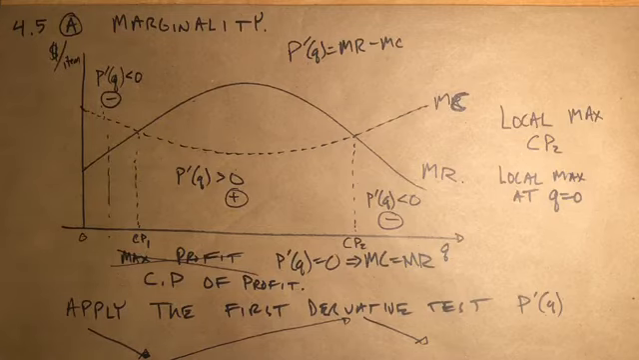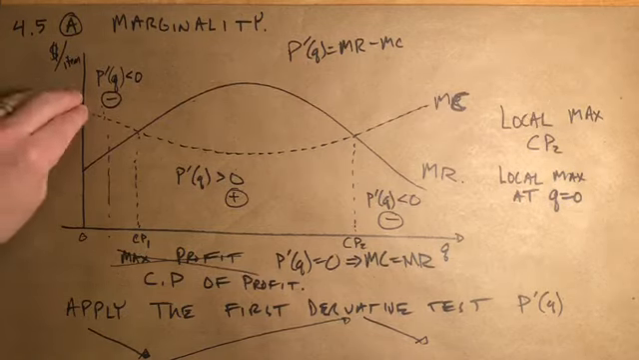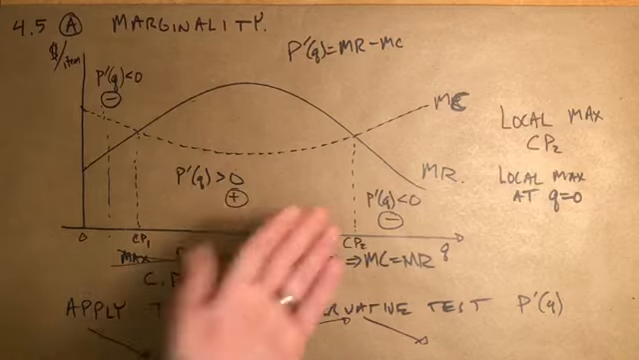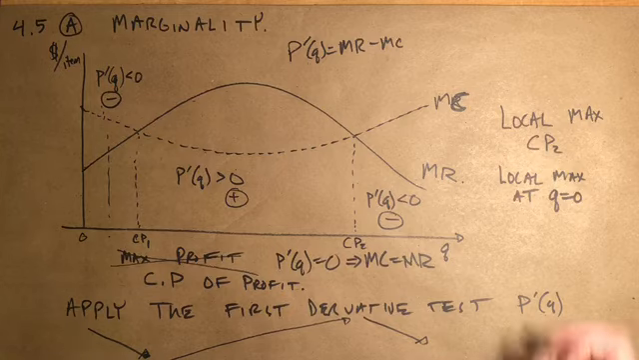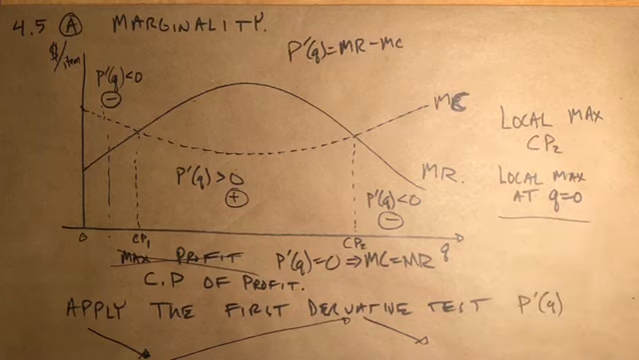So our max profits are at 0 in this problem and at CP2. We don't know which one is the global max, but we will talk about how to determine that when we get through Chapter 5.